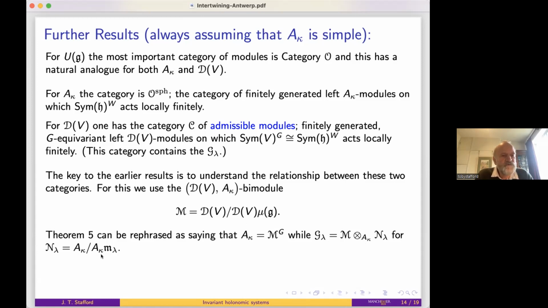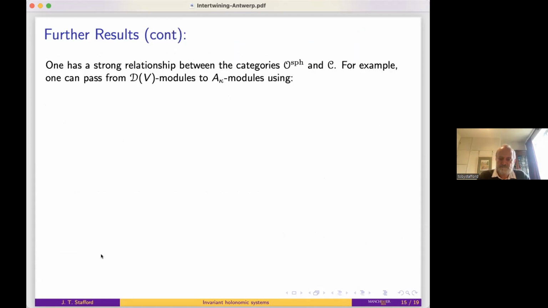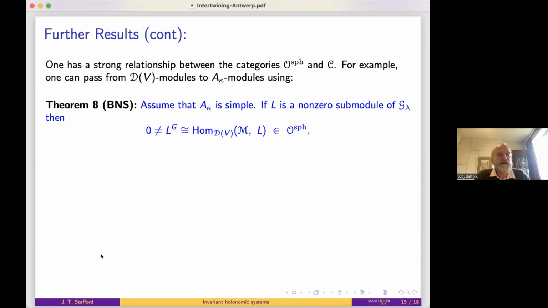And maybe I'll give two generalizations of the results we had earlier into this context. So first of all, remember we had the earlier theorem that not only did G lambda have no delta torsion factor module, but it also had no delta torsion submodule. And that can be generalized into the following result, which says that if we take a non-zero submodule L of G lambda, then first of all, its G invariance is non-zero. That, by the way, you can also identify with the homomorphisms from M to L.